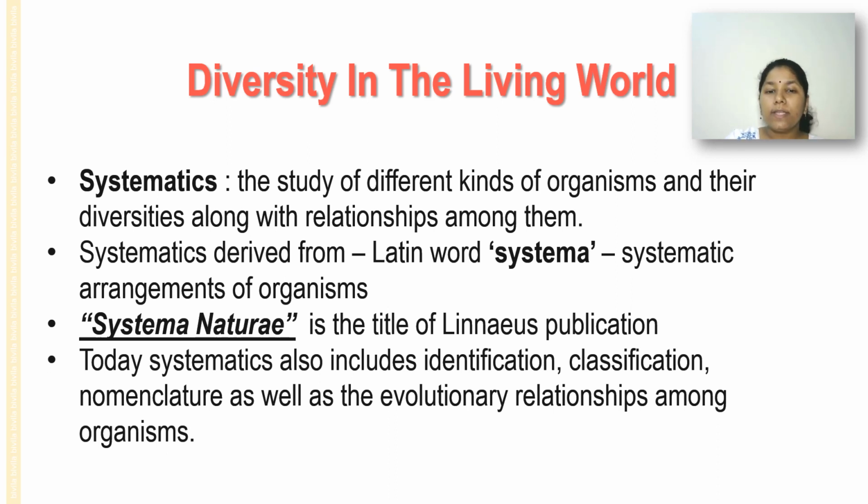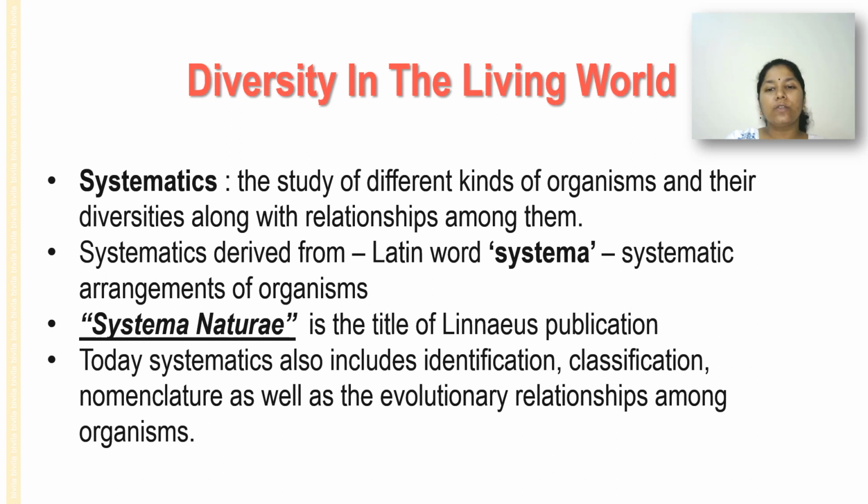And Systema Naturae is a publication of Linnaeus. That is, Carl Linnaeus published the book Systema Naturae. This Systema Naturae contains 5,900 species of plants that are published in this book. That is, 5,900 plants are there.